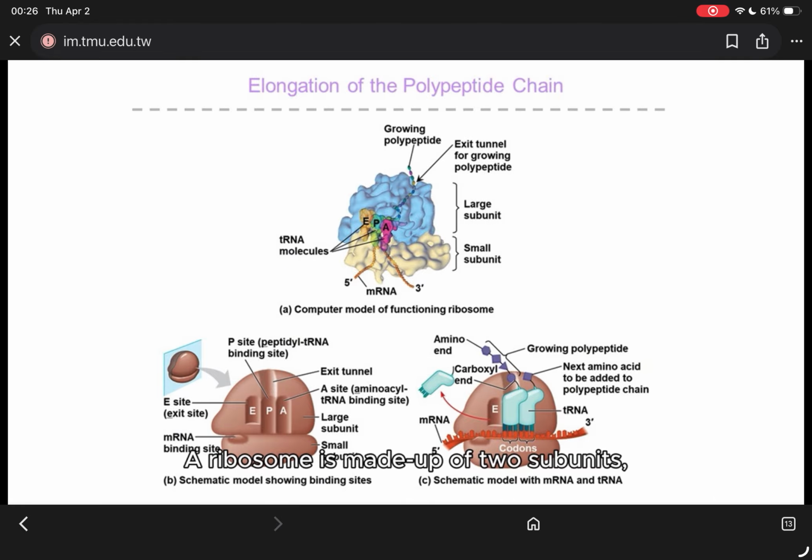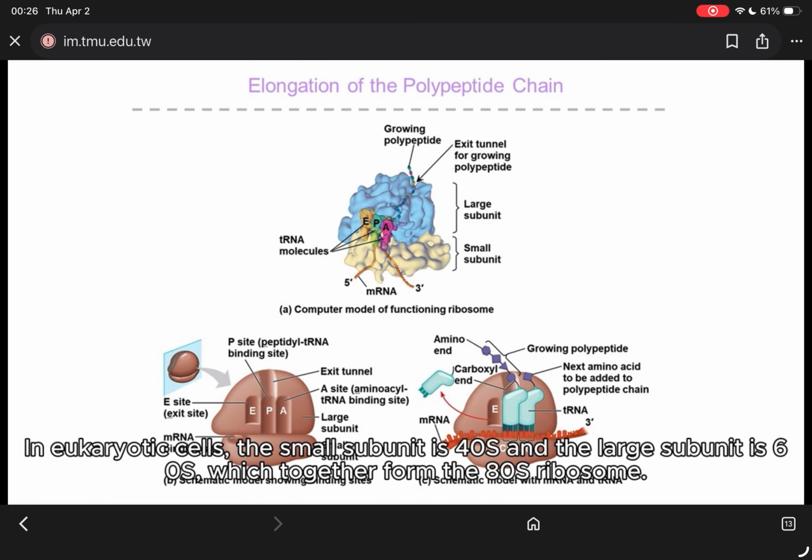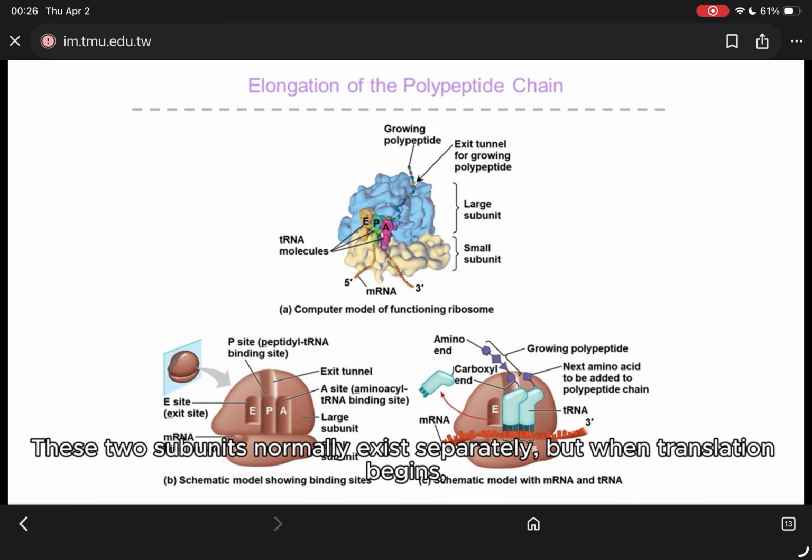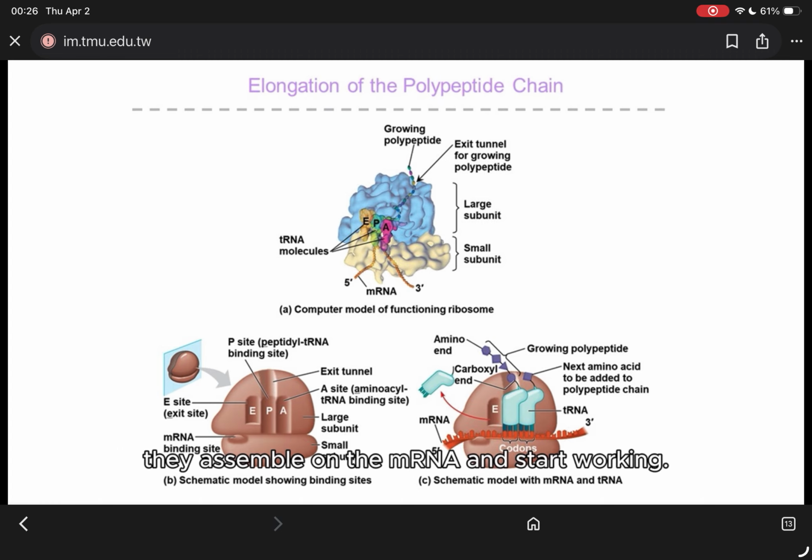A ribosome is made up of two subunits, a large subunit and a small subunit. In eukaryotic cells, the small subunit is 40S and the large subunit is 60S, which together form the 80S ribosome. Note the S here stands for sedimentation coefficient, not addition. These two subunits normally exist separately, but when translation begins, they assemble on the mRNA and start working.